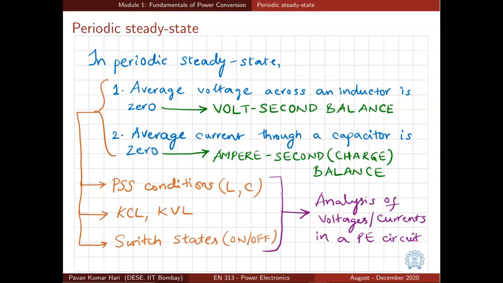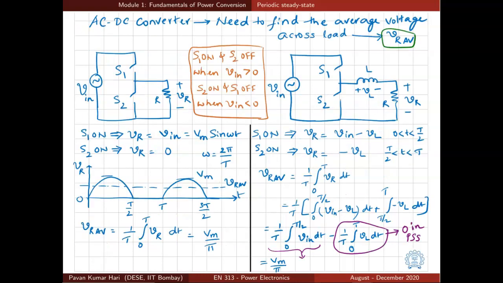We will try to understand this with one simple example. Let us consider the example of AC to DC conversion, and we have two circuits here. Each circuit has two switches. But in the first circuit, the left side circuit, there are only two switches and an AC source, and R is a resistor which represents the load. In the right hand side circuit, we have an AC source, two switches, and then an inductance L, and then we have the resistive load.